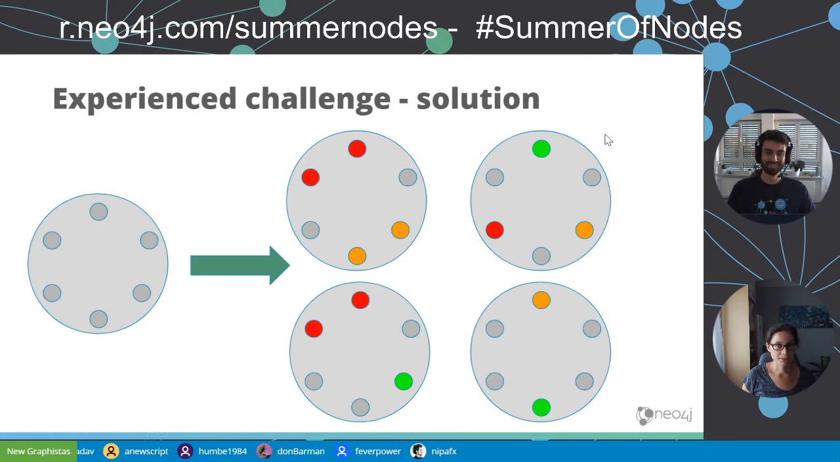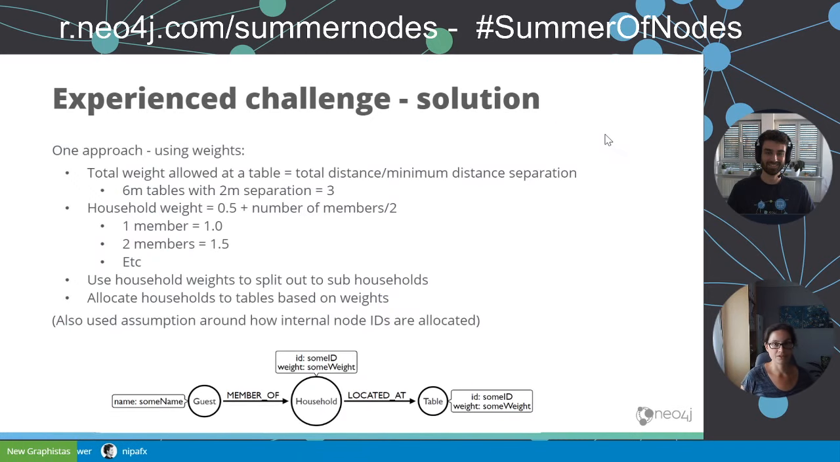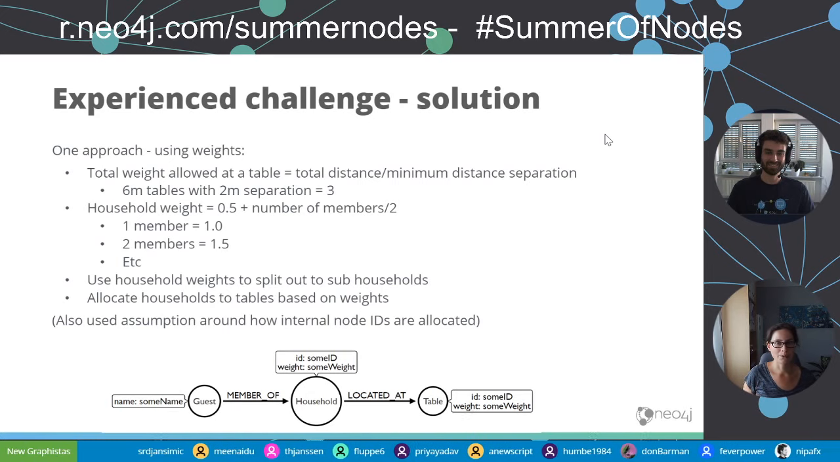There are a number of ways to solve this, and indeed there were other approaches used. I'm just giving one approach that I used, which was to use weights. So bear with me as I talk through the calculation of the weights. I had this idea of a total weight, which a table could not exceed. This was based on the total distance available on the table, which in this scenario is 6 metres. Then we divide that by the minimum separation distance allowed, 2 metres in this example. This gave me a total weight of 3.